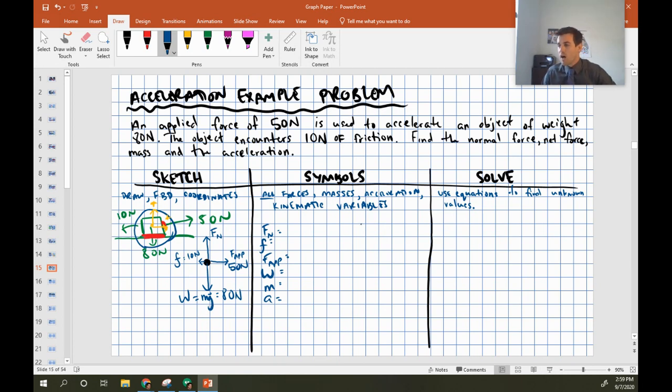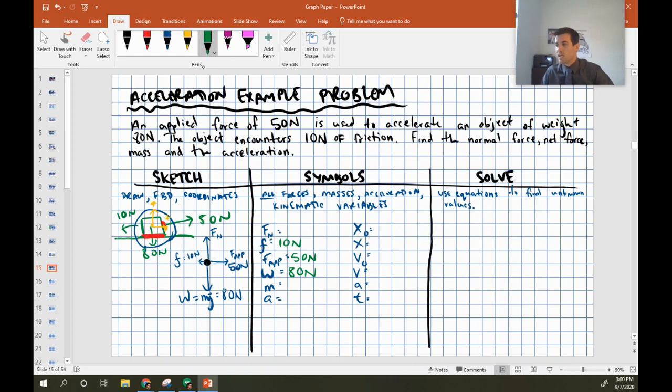And then we'll also often need the same list of kinematic variables that we've used in the past unit. So I've got all my variables there. Let's start filling in what we know. I know that friction is 10 newtons. I know that the force applied is 50 newtons. I know the weight is 80 newtons. I don't think I know anything else.